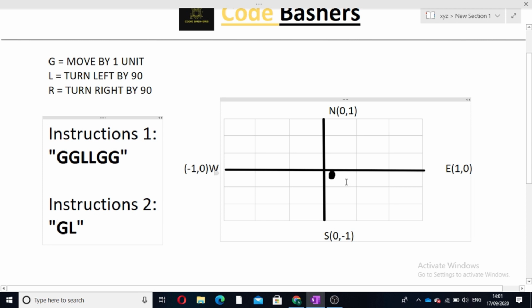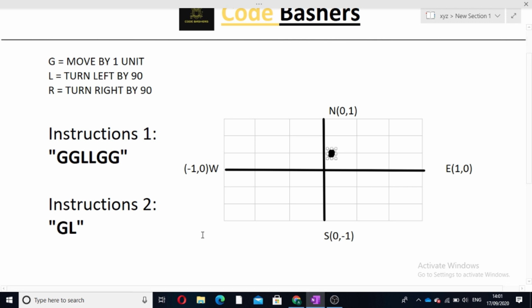Now it has encountered G, so it will move 1 unit in north side. Now it has encountered L. Now it is facing north, but when it has encountered L, it will turn 90 degree and will face west. Now the robot is facing west direction. Now our instruction is over. So when first time our instruction is over, a robot is facing west side and it has been moved by 1 unit. So when we will keep repeating this instruction many times.